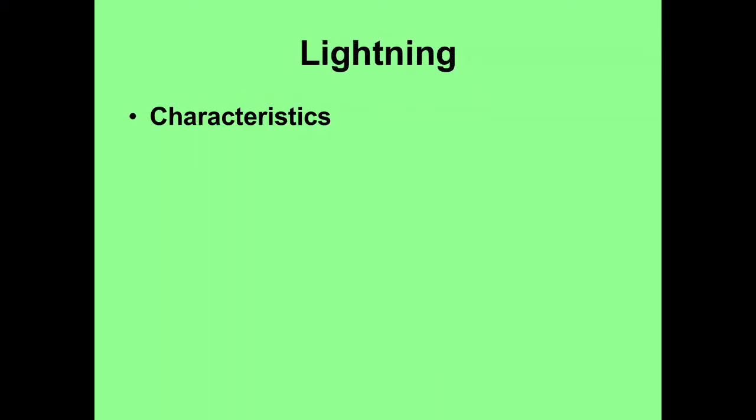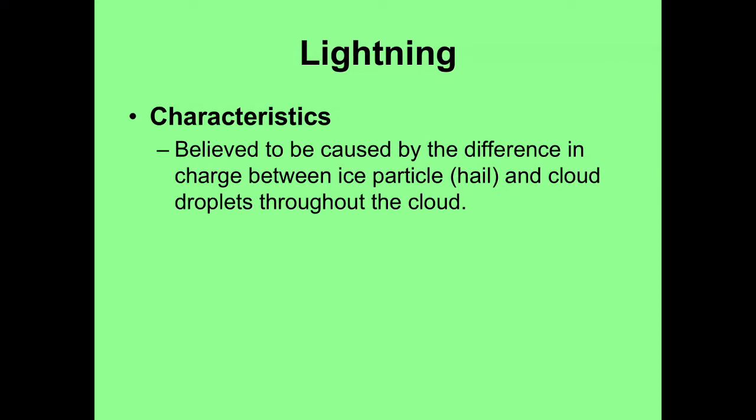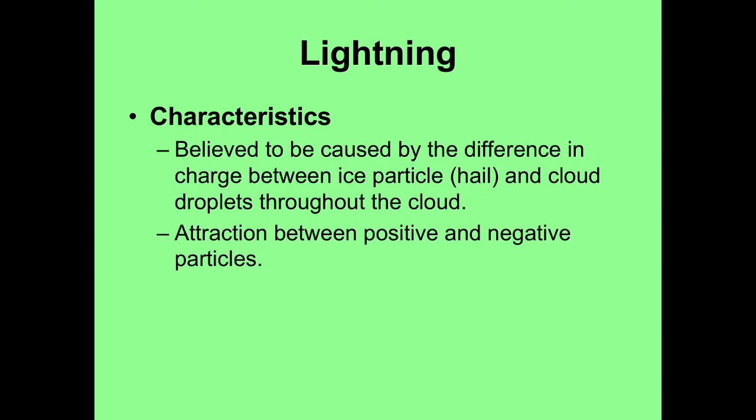All right, characteristics of lightning. Believed to be caused by differences in charges between ice particles, hail, and cloud droplets throughout the cloud. So yeah, there's hail. Even in storms where we don't get hail hitting the ground, there's still ice above us, and its charge is different than the wet charges. So the different positive and negative charges accumulate to a point where there's many thousands and millions of volts, and they discharge. Attraction between positive and negative particles.